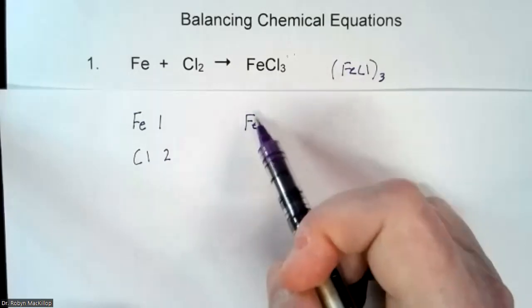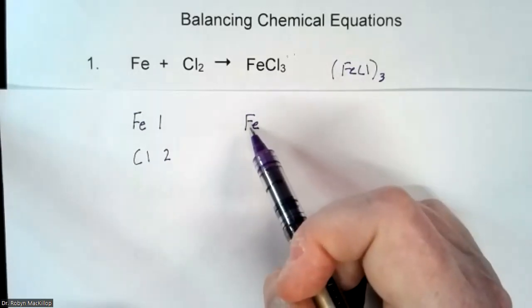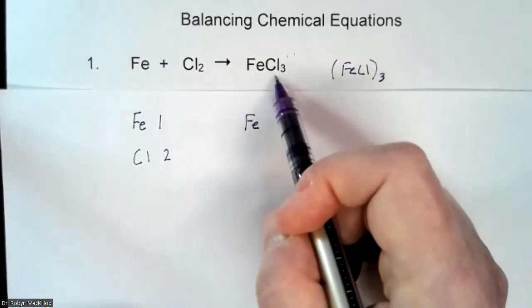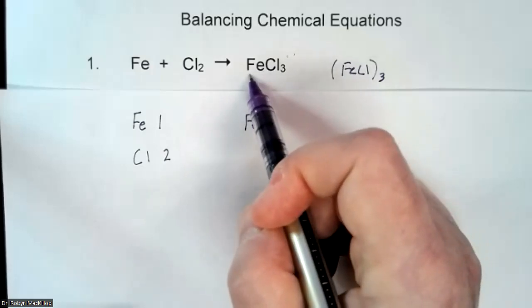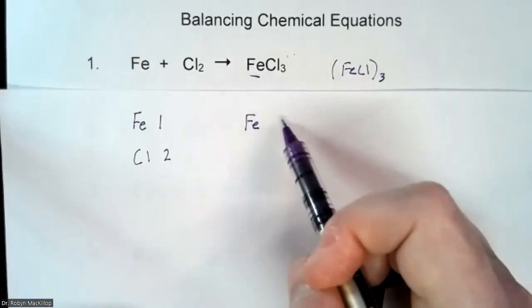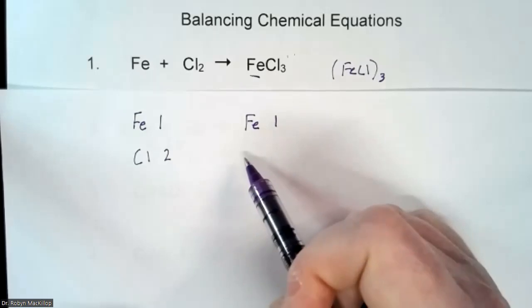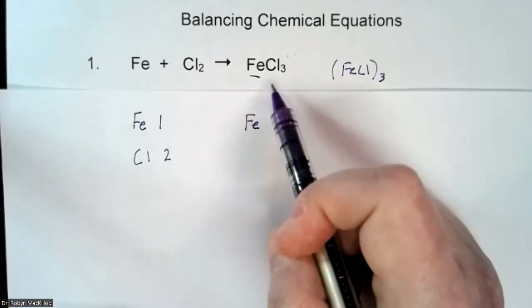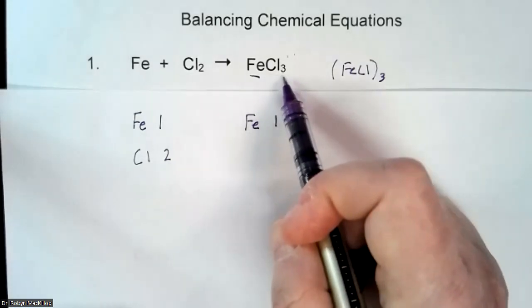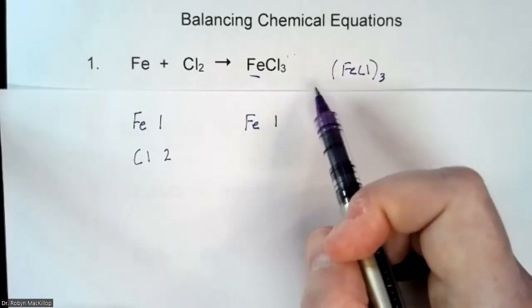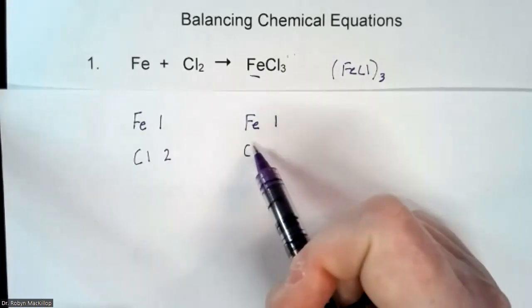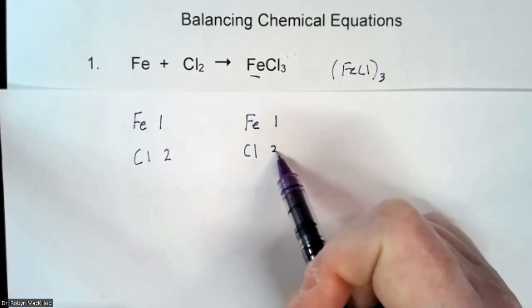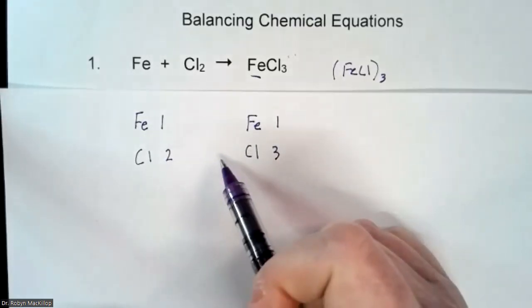Yeah. So the 3 goes to the CL, and there is no number for the FE, so you only have 1. But you do have how many CLs? 3. Yep. And so now you've got to get these guys in balance.